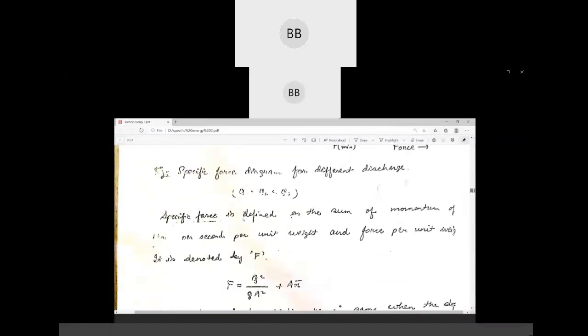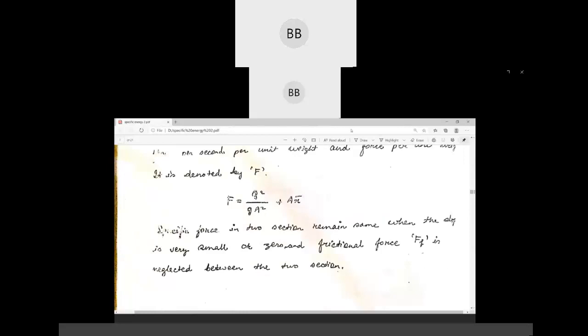So you can write down the definition. Specific force is defined as the sum of momentum of flow per second per unit width, and it is also called force per unit weight. It is denoted by capital F. And you can write down this expression: F is equal to Q square by gA plus A X bar.